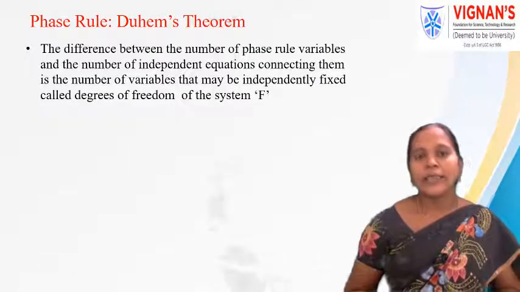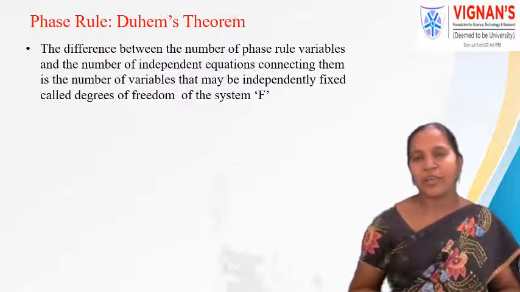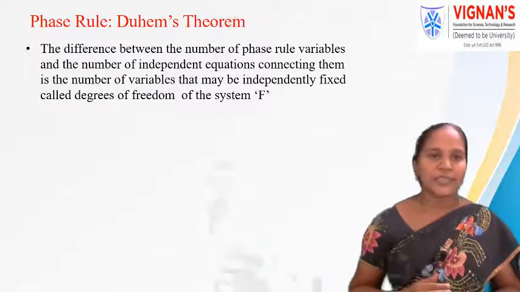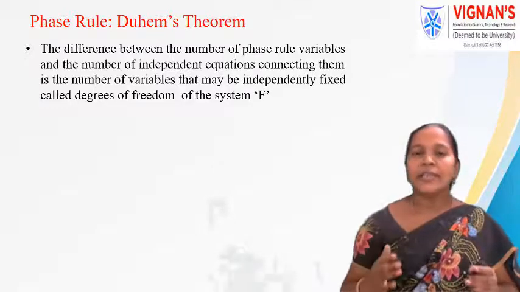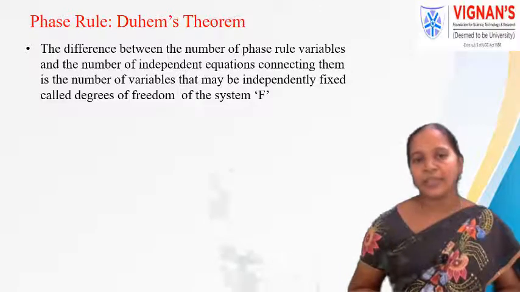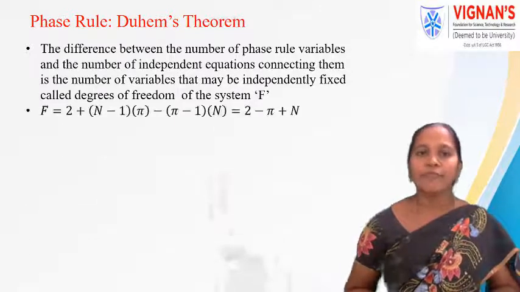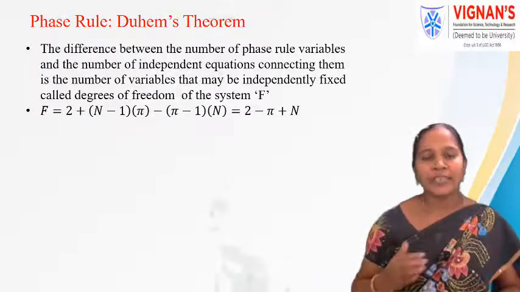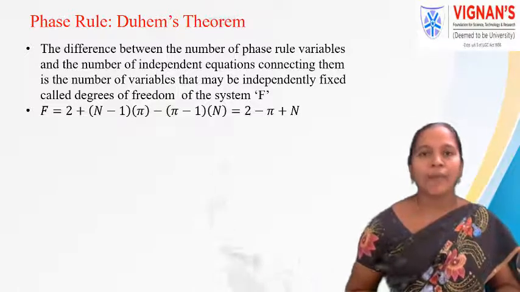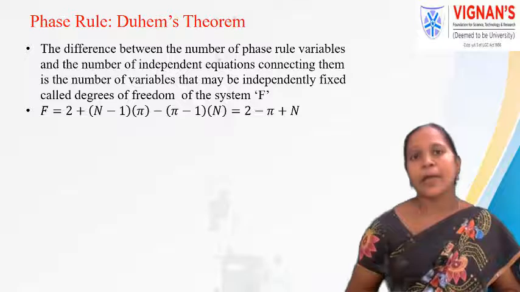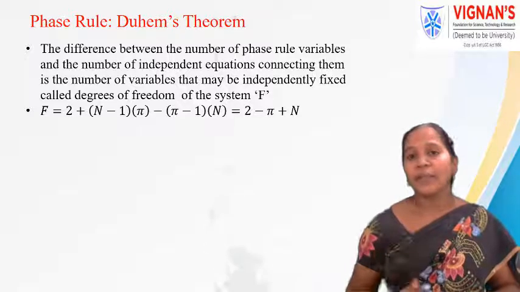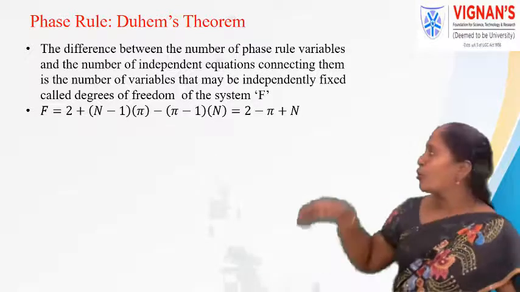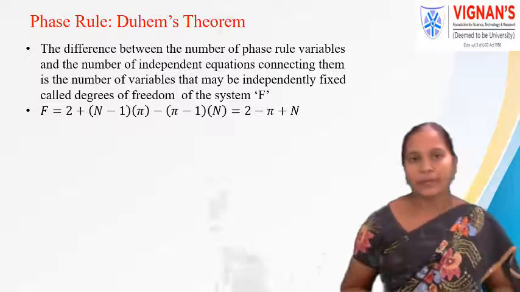The difference between the number of phase rule variables and the number of independent equations connecting the phases is the number of variables that may be independently fixed, which is called the degrees of freedom. Therefore, degrees of freedom equals 2 plus (N minus 1) times pi, which is the number of phase rule variables, minus the number of independent equations, which is (pi minus 1) times N. That is equals 2 minus pi plus N.